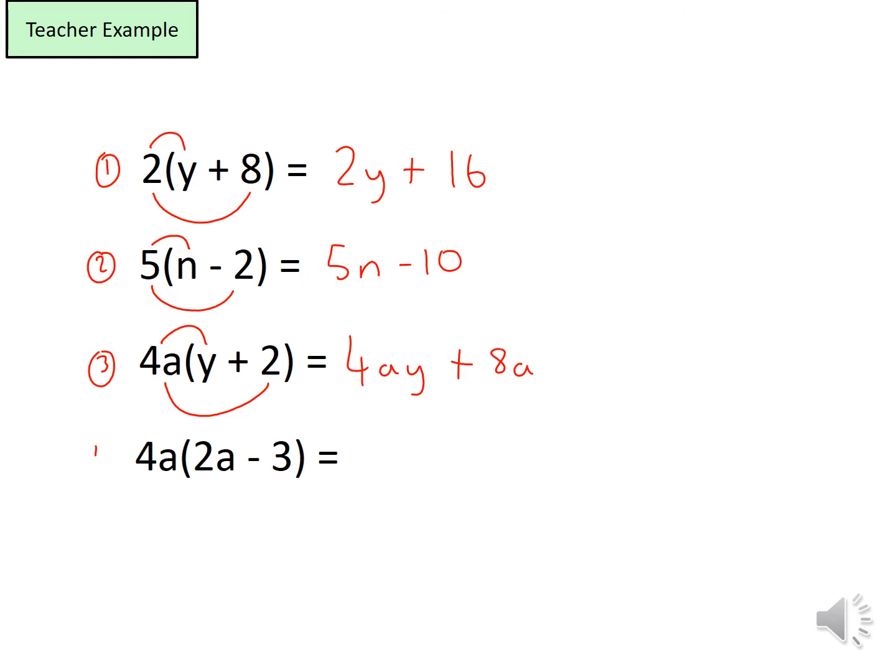Okay, last example for single brackets, 4a times 2a is 8a squared. Remember, a times a will give me a squared, so 8a squared, and then 4a times minus 3 is minus 12a. Okay, copy these examples out please.